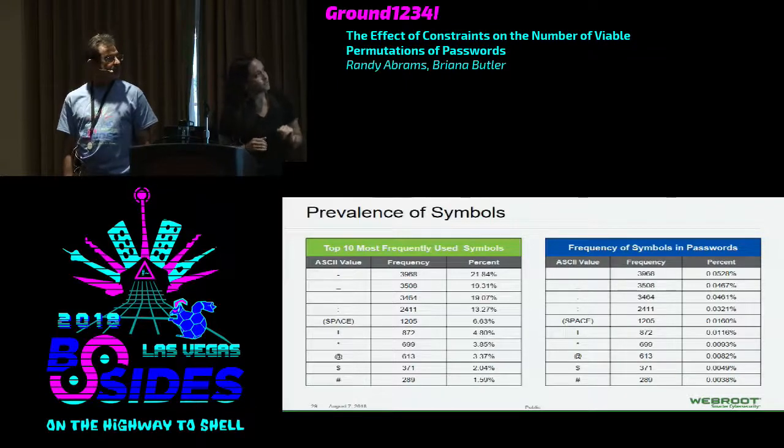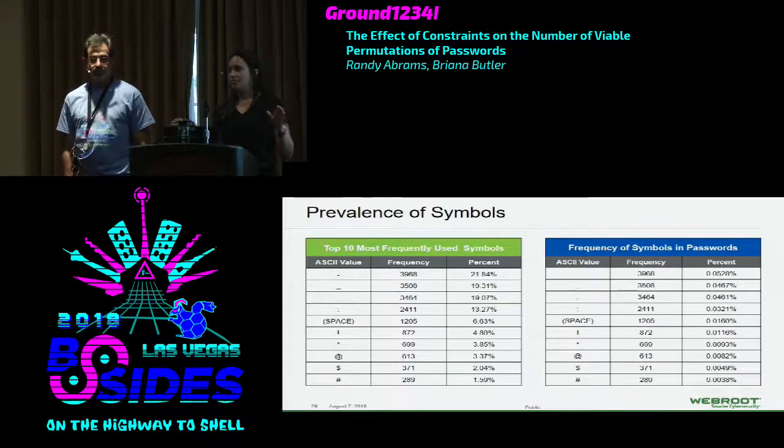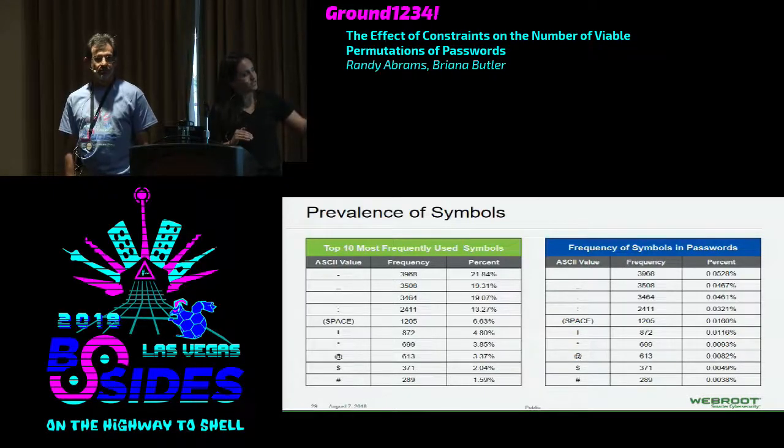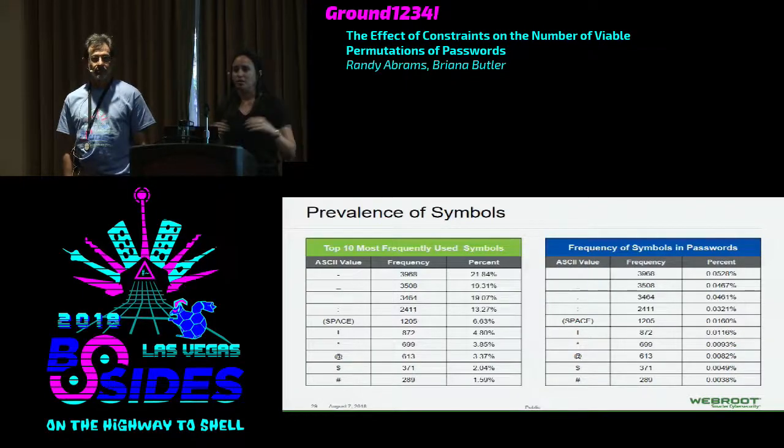On the right side is the frequency of symbols out of all the characters in the password dump. And all total, these 10 symbols represent only about 2-3% of the characters used out of all the characters available.